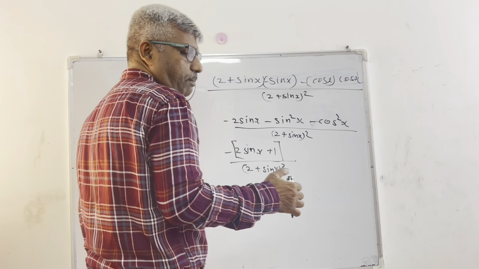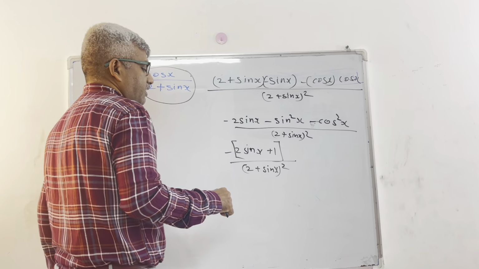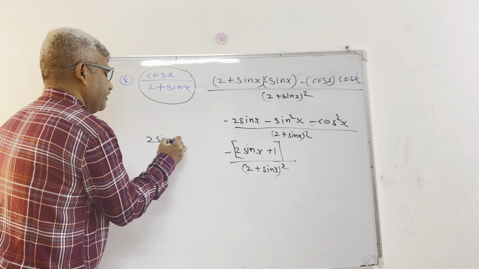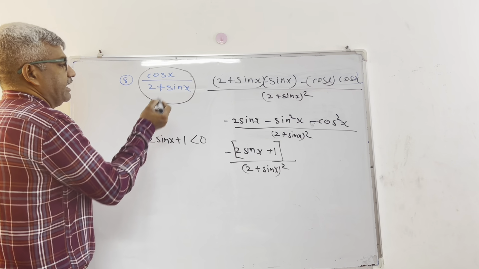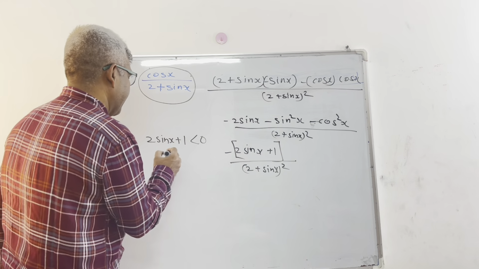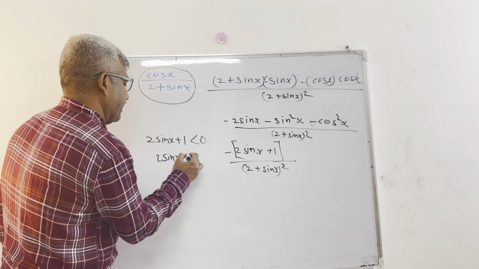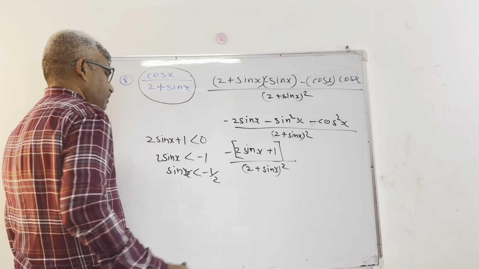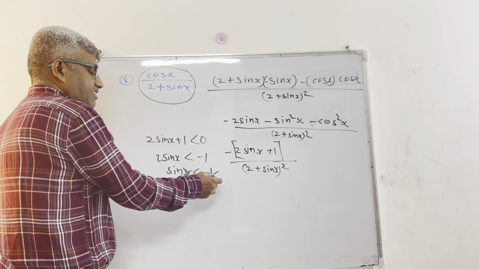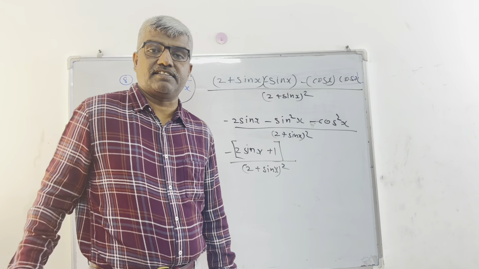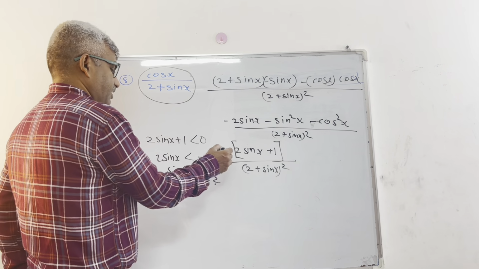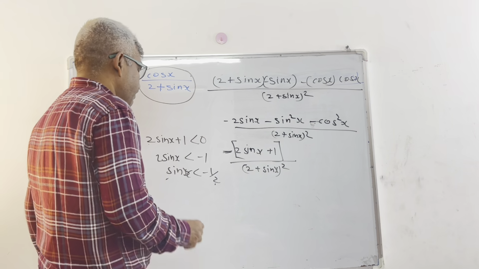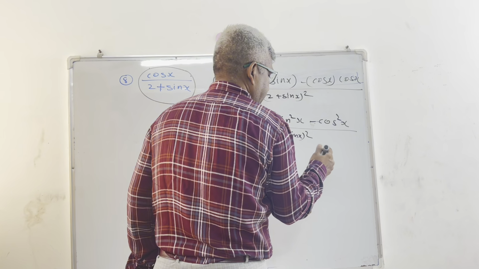So when will it be positive? When 2 sin x plus 1 is negative, f dash x will be positive. When will it be negative? 2 sin x is less than minus 1, so sin x is less than minus 1 by 2. When sin x is less than minus 1 by 2, f dash x is positive, because of the negative sign outside; this negative sign and that negative sign make it positive. So when sin x is less than minus 1 by 2, it is positive.